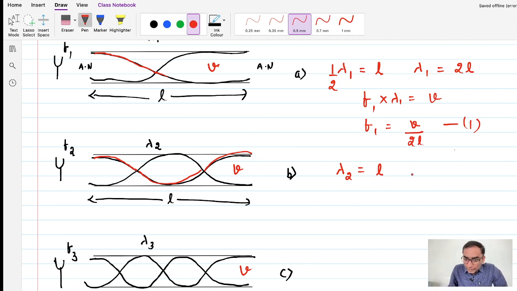Okay. So, I should be writing this as lambda 2 that is equal to 2L by 2, because I want to maintain a pattern. If you look carefully, it is 2L by 1, this is 2L by 2. So, in the next case it will be 2L by 3.